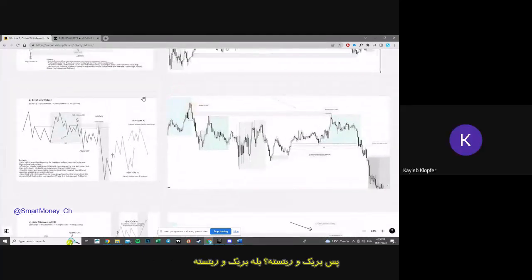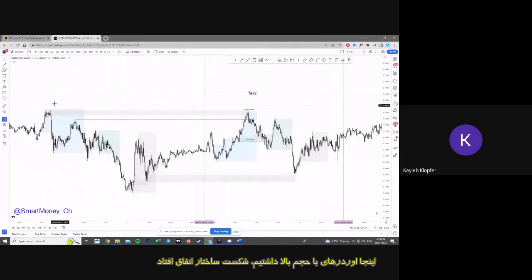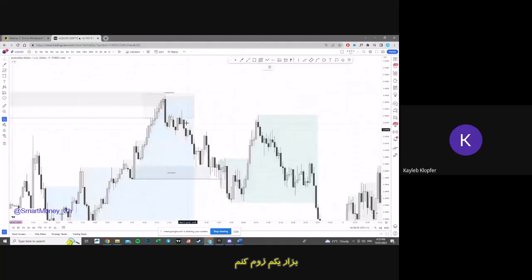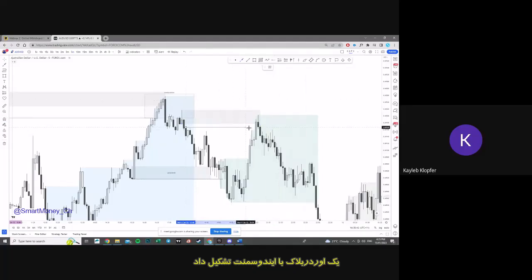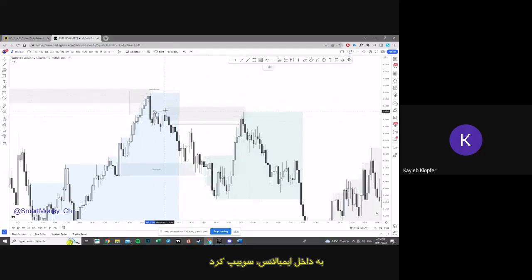You're right, because if we look up here, it's impulsive Asia. So we mitigate the high volume orders and create an order block with inducement. Here we had high volume orders where we broke structure in the market, moved down, took out inducement, then grabbed that here. And then what did we do? Let's zoom in. We created a new order block with inducement here. So a perfect little setup where we have our manipulation, mitigate our manipulation here. This sweeps into that imbalance, grabs the orders, pushes down.